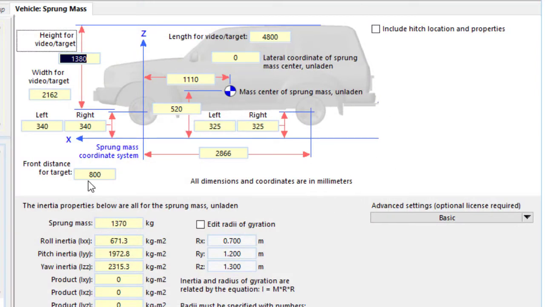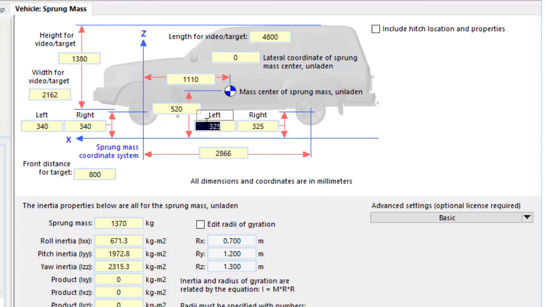Back on the Sprung Mass screen, the coordinates here apply when the vehicle is at 0 pitch and 0 roll. Notice that we have the heights of the wheel centers in that condition. 340 are the heights above this arbitrary reference for the front wheels, and 325 for the rear wheels. That's saying that when the pitch is 0, we expect the wheel center to be this far above the x-axis. If we change these, this has a huge influence. This pretty much defines what the nominal pitch angle is.